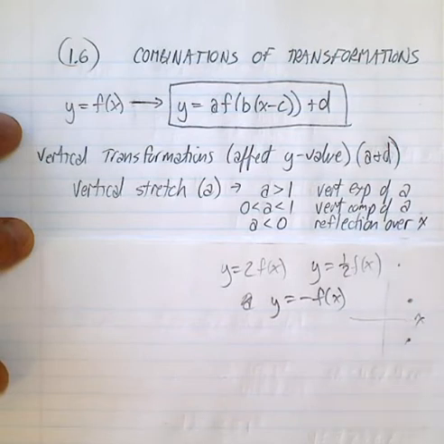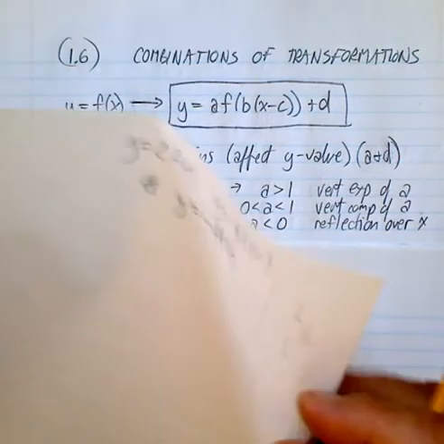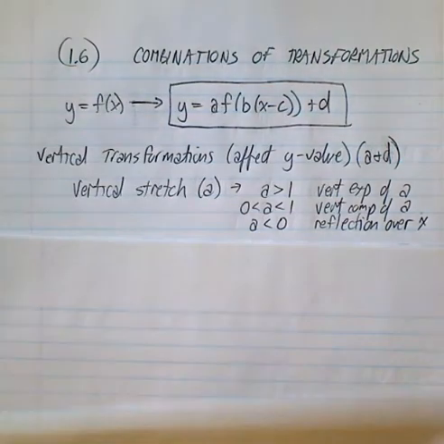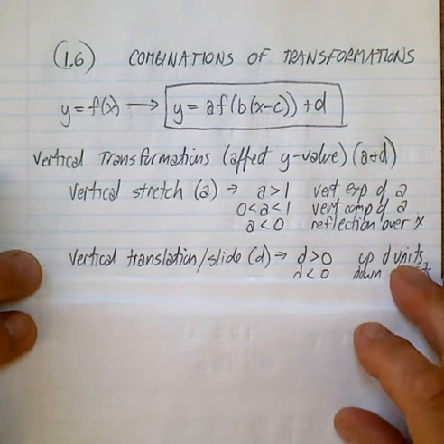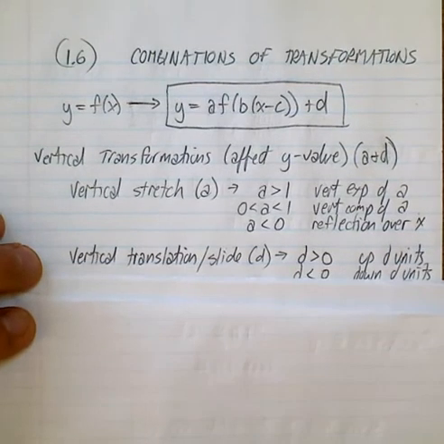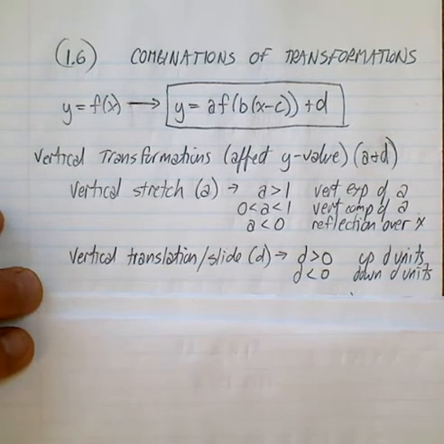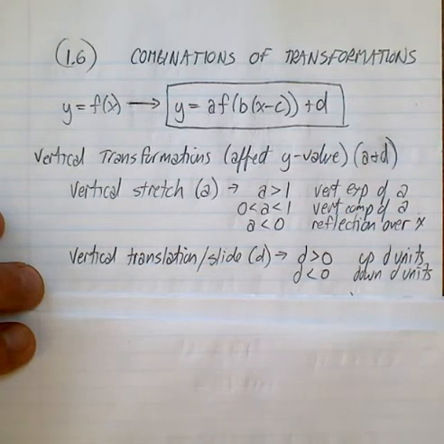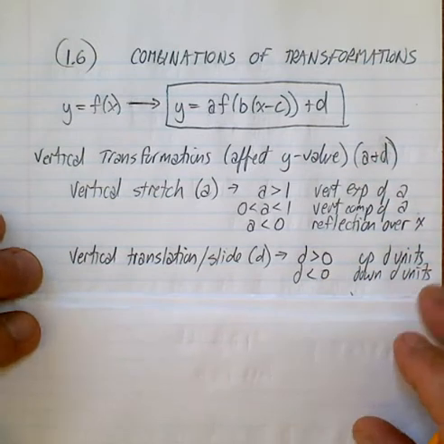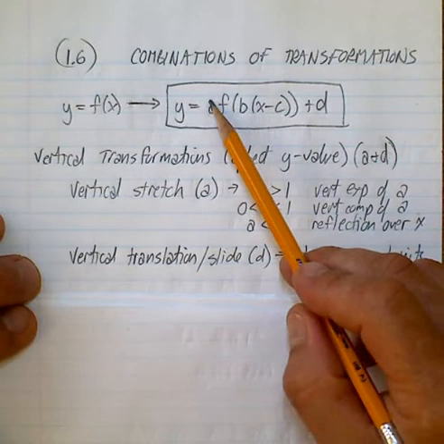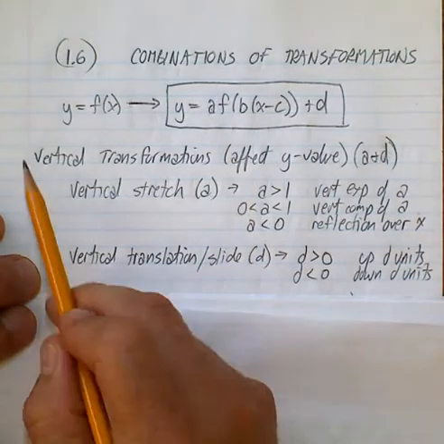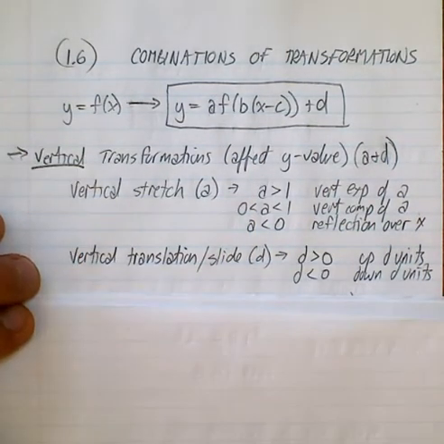Now, let's look at the next vertical transformation, which is considered a vertical translation, which is a slide. We move it up and down. It's the d value at the end here. Hopefully you're understanding that if it's +2, the whole thing goes up 2. Even if it's a -2 or any negative number, it goes down those d units. So this is the a and the d. The outside ones are the vertical transformations.